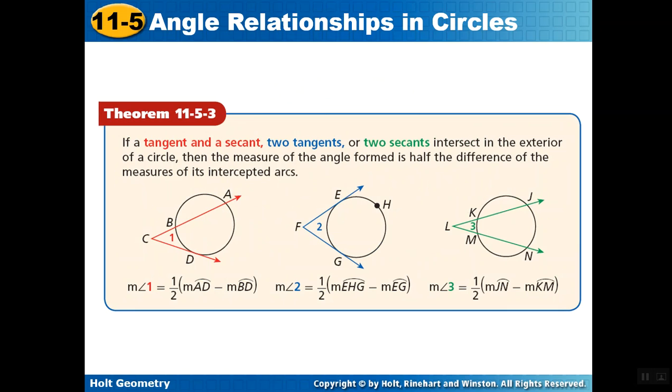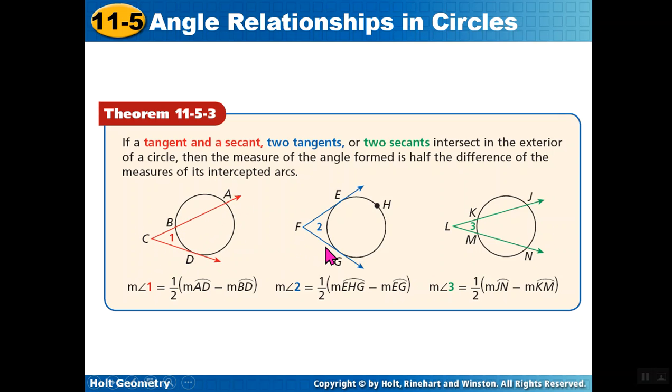Now the third idea today is what if we have two secants, two tangents, or a secant and a tangent, but the difference here is that they all intersect outside the circle. As you can see in the first case here, we have a tangent and a secant, like the first theorem, if you remember. But in the first theorem, the secant and the tangent intersect exactly on the circle, at the point of tangency. But here they intersect outside. C is outside the circle.